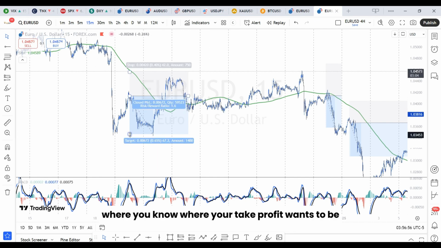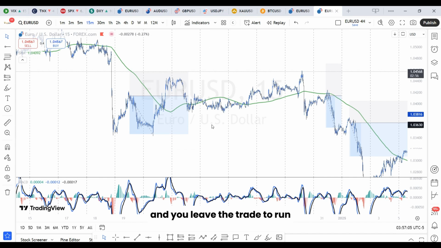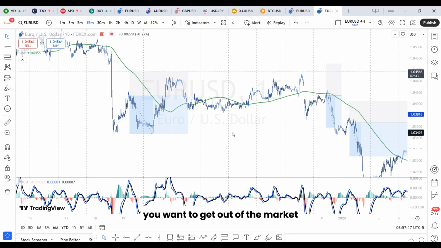When you know where your take profit wants to be, or where you're targeting as your take profit, you move your stop loss to suit a 1:5 risk to reward, and you leave the trade to run, and you most likely will hit take profit, because your take profit is already set. Your stop loss is where you know that if the market goes against you, you don't want the market to go that far. You want to get out of the market, so you put your stop loss.